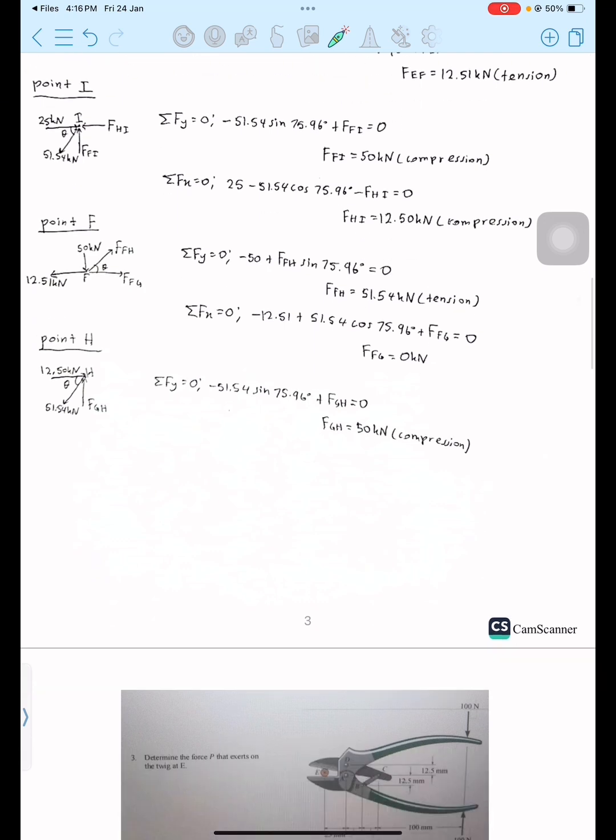And lastly, at point H, we have only one remaining, which is FGH, that is pointing towards the H point.